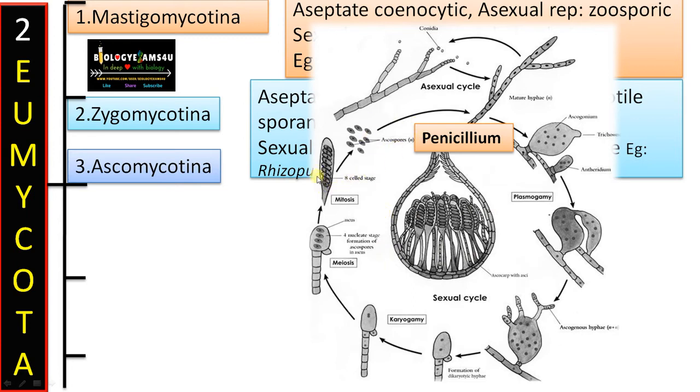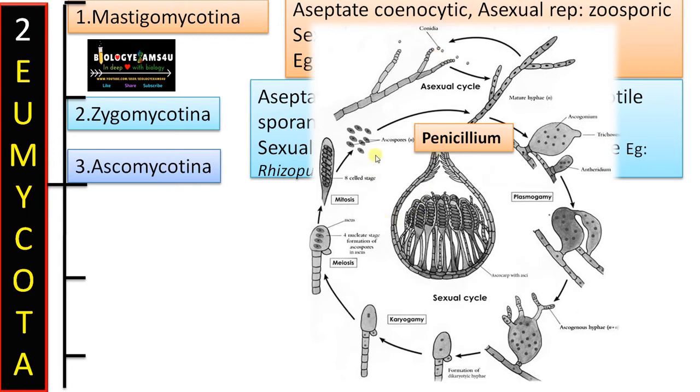Ascospores are formed often 8 in number, seen inside the ascus, and this fruiting body is called ascocarp, which may be like this, called perithecium, flask shaped, or it can be cup shaped like apothecium, or closed like cleistothecium. Then asexual spores are exogenously produced non-motile spores, called conidia. So these are the characteristics of ascomycetes.